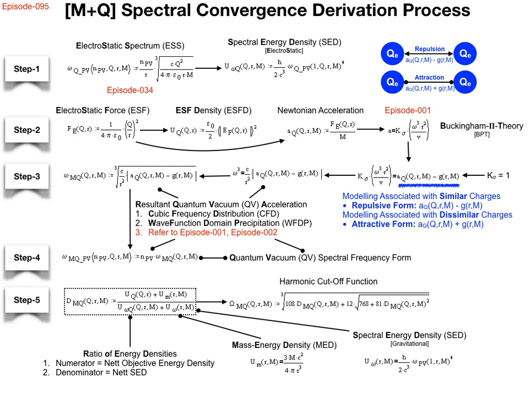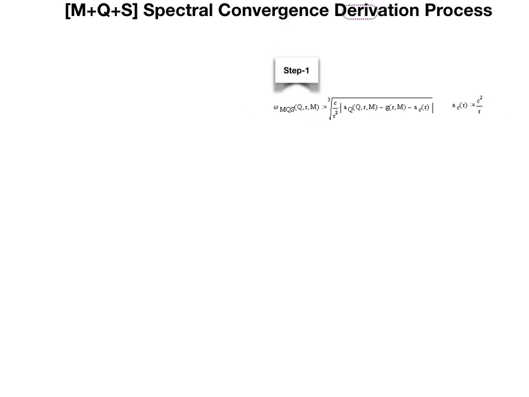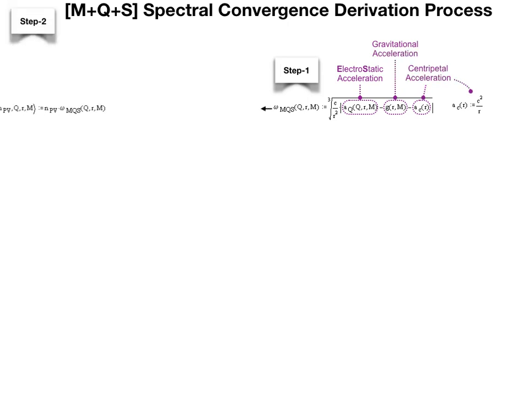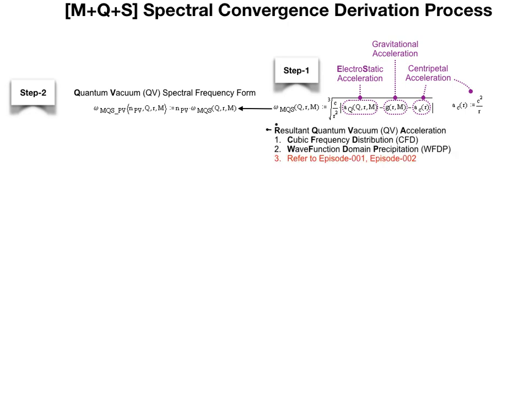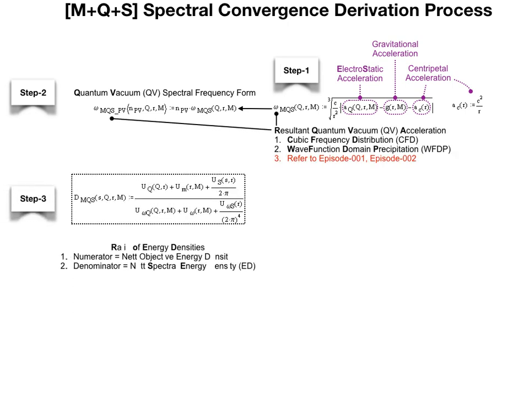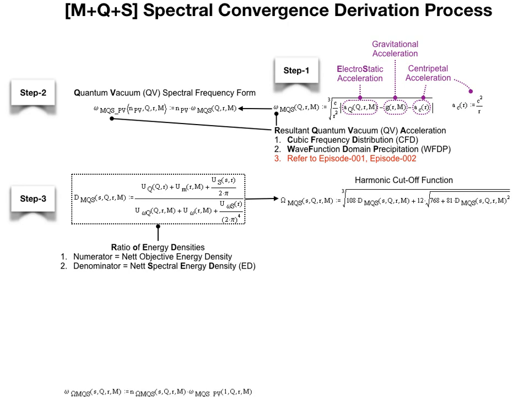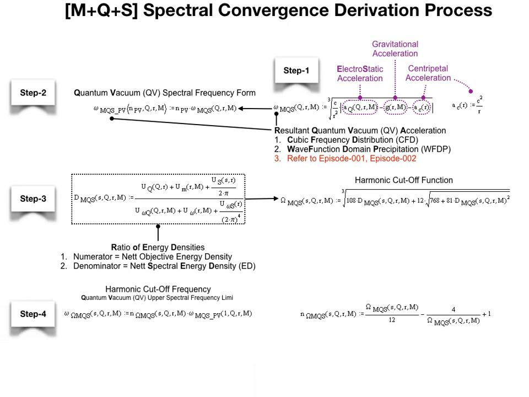Okay, now that we have revisited the mass and charge spectral convergence derivation process from episode 95, let's look at the spin, mass and charge spectral convergence derivation process. By revisiting the derivation process from previous episodes, we have saved ourselves a bit of time on this slide. That is, we can jump into the key events without delay. These events occurred at Step 1 and Step 3, that is, where centripetal acceleration has been injected in Step 1 and its contribution incorporated into the ratio of energy densities appearing in Step 3. However, the resultant quantum vacuum acceleration appearing in Step 1 does have some special qualities.